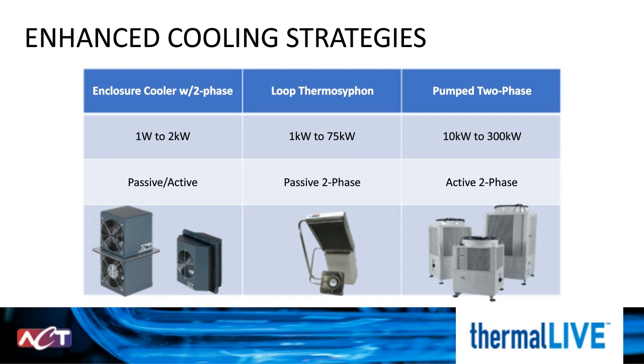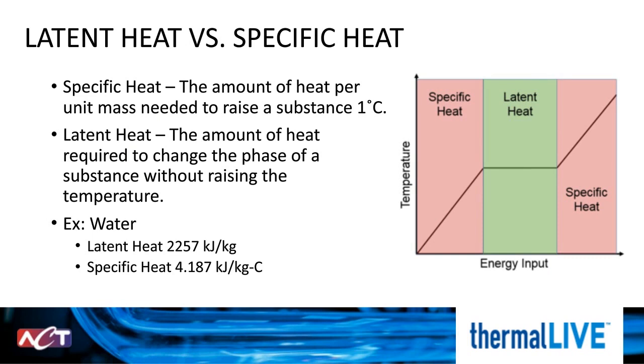Two-phase heat transfer utilizes the latent heat of a substance. But what is latent heat? Well, specific heat is the amount of heat per unit mass needed to raise a substance 1 degree Celsius. Or in other words, it's the amount of thermal energy a substance absorbs as it rises in temperature. Latent heat, however, is the amount of heat required to change the phase of a substance without raising the temperature. Or really, it's the amount of thermal energy required to break those intermolecular bonds of the substance for it to change phase. Now, water is a perfect example of this.